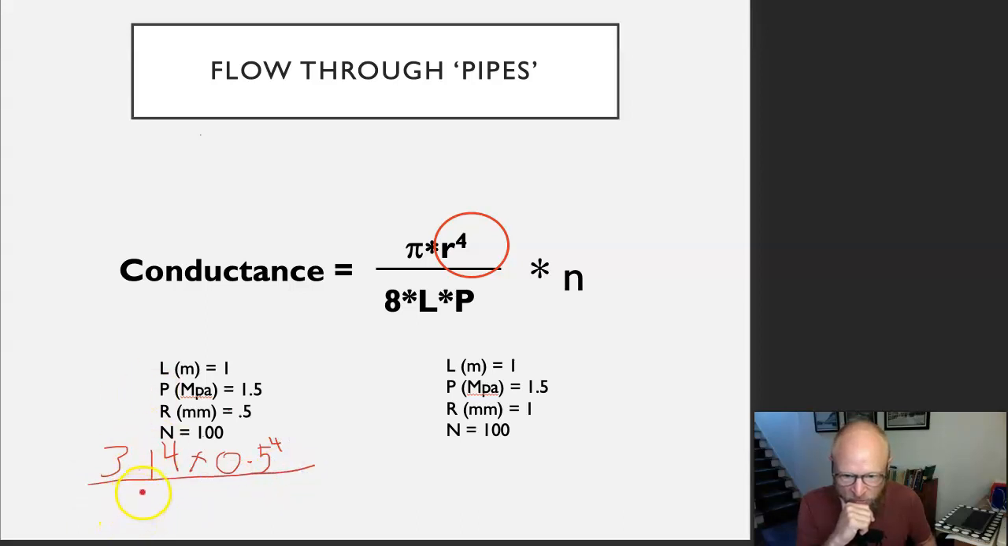That's all over 8 times. I have a lot more respect for Khan Academy now. L is the height of the plant, so that's just 1 meter, and the water potential gradient is 1.5. All right, and then this one is going to be 3.14 times 1 to the power of 4 times 8 times 1 times 1.5, and then I forgot to multiply it by the number. They both have 100.